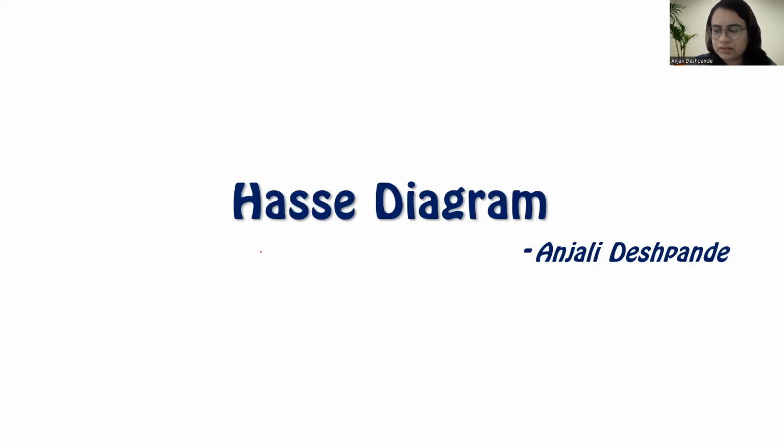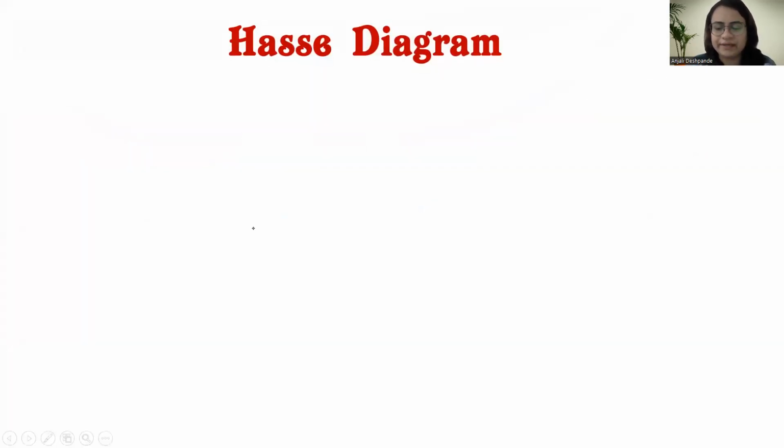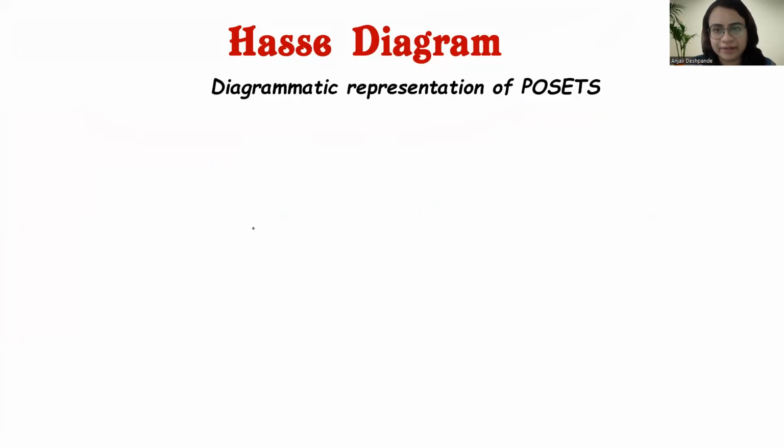Hello students, our next topic is Hasse diagrams. Hasse diagrams are nothing but the diagrammatic representation of posets. What are posets? We already have studied it previously. The relations which follow the properties of reflexive, antisymmetric and transitive are called posets. We'll see the significance of posets one by one.